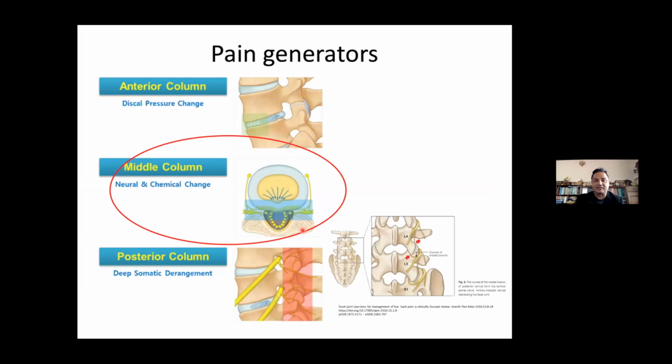And pain generators can arise from any part of the spine, from the anterior column to the middle column to the posterior column. In the anterior column, it is from the discal pressure change. In the middle column, it is due to the change in the neural and chemical structures. And the posterior column is from the deep somatic derangement. But my topic today is mainly the disc as a pain generator. So I will mainly focus on the middle column.